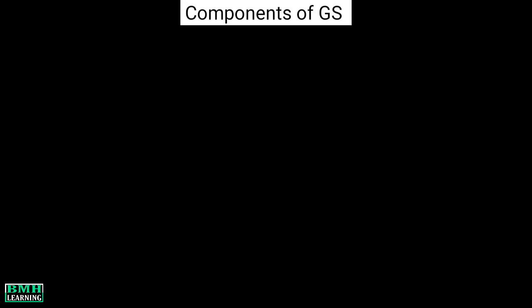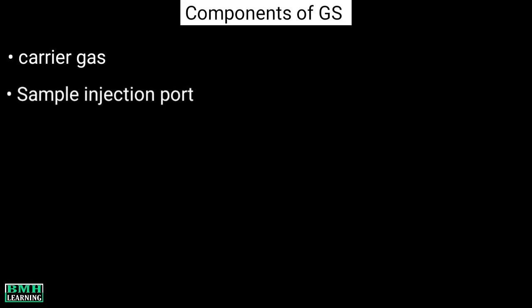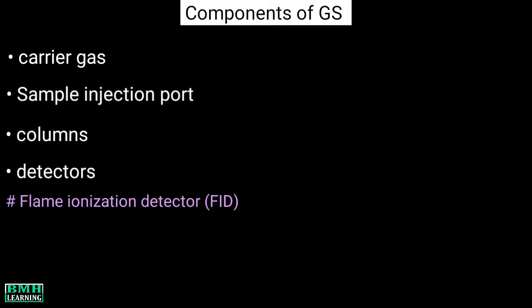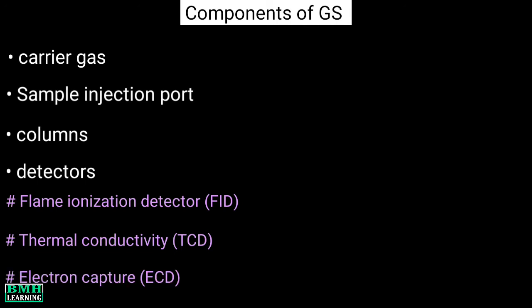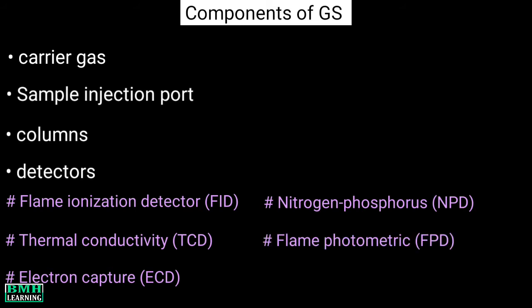Now let's talk about the components of gas chromatography. First is the carrier gas. Second is the sample injection port. Third is the columns. Then we have detectors. There are many detectors available like flame ionization detector, thermal conductivity, electron capture, nitrogen phosphorus, flame photometric, and photoionization. Now let's have a brief touch with every component.